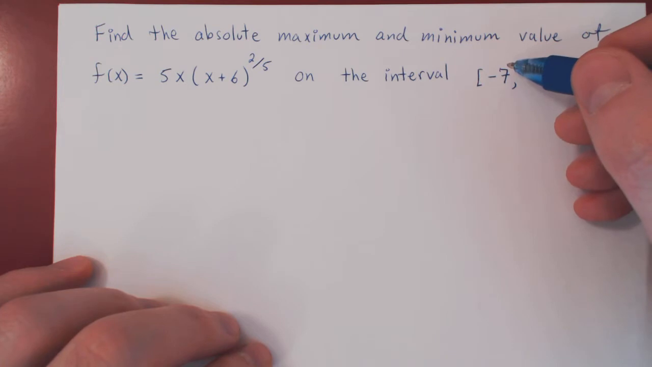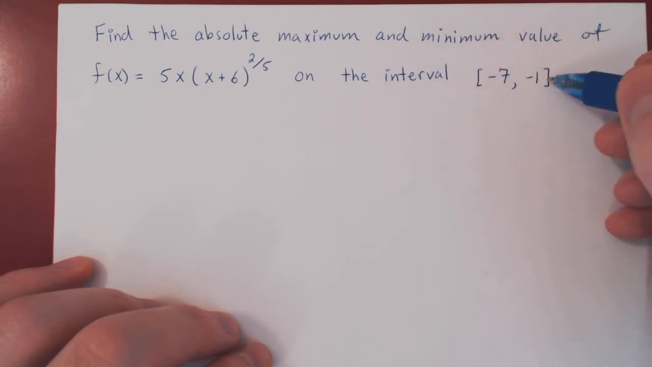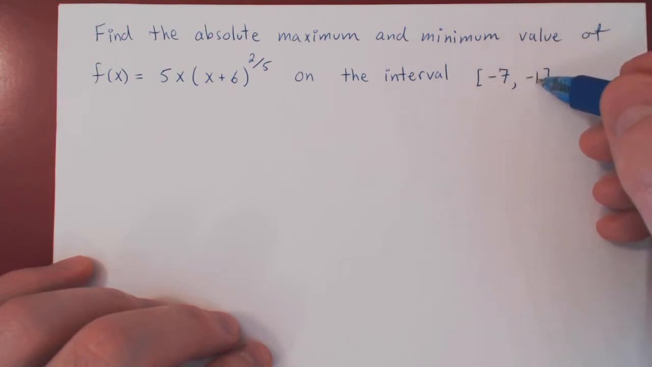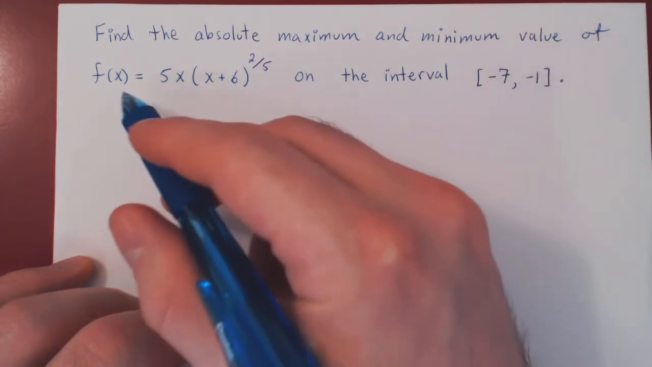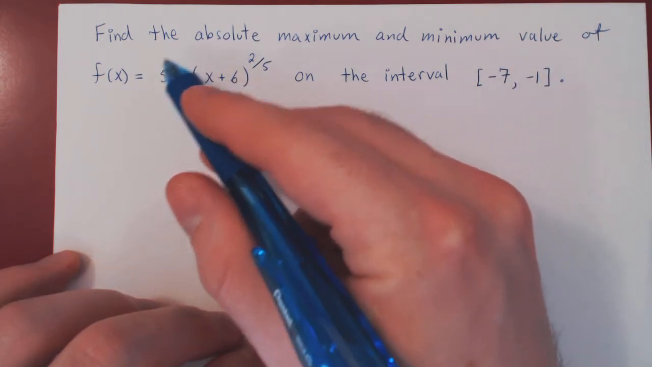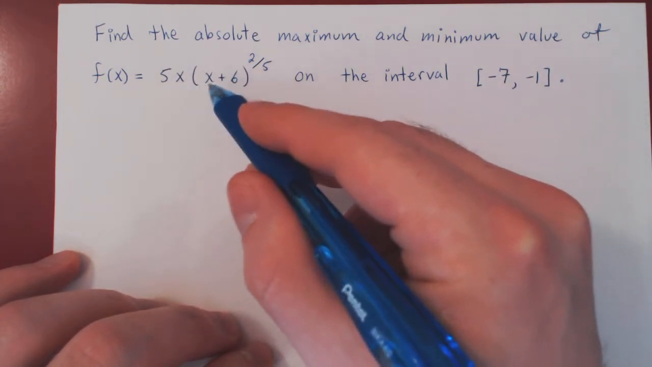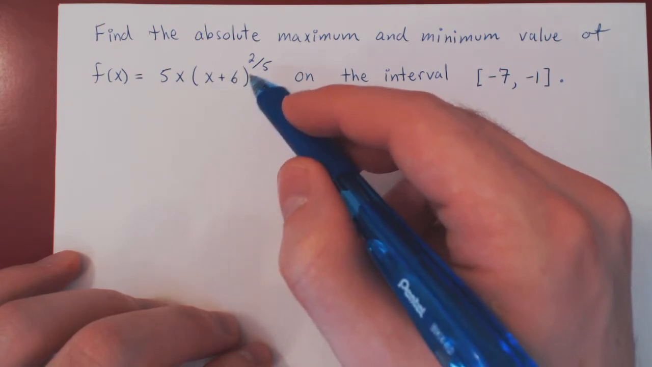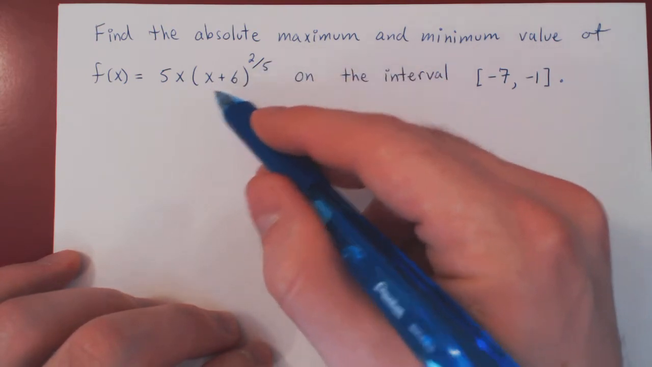Our interval is closed and bounded. We go from -7 to -1 included. And the function, well, it is 5 times x, this is a polynomial, times a power of x plus 6. But as 5 is odd, there is no problem here, right?